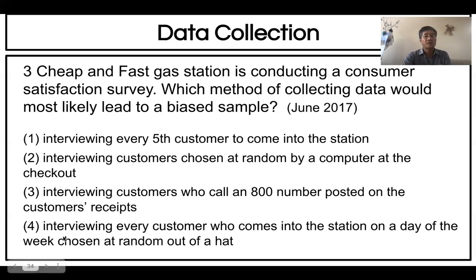Let's think about number 4 first. Interviewing every customer who comes into the station on a day of the week chosen at random is a kind of randomization. Number 3 is the answer, the 800 number. Who is calling? Mostly those who have a strong opinion, right? So it might be very biased.